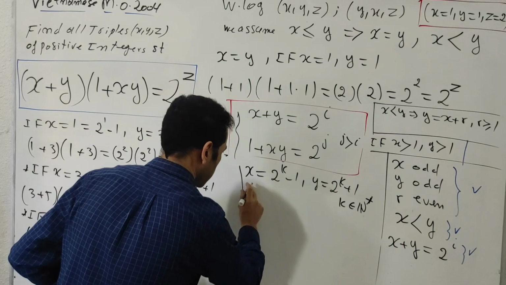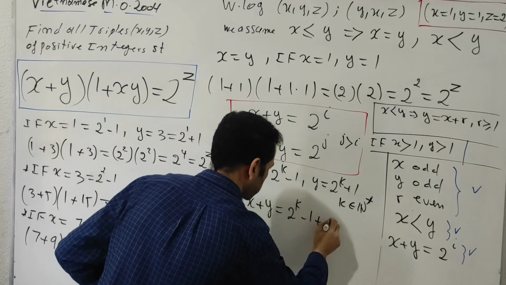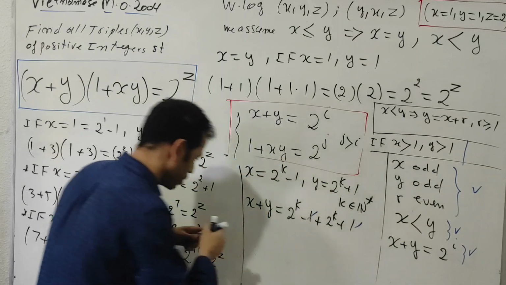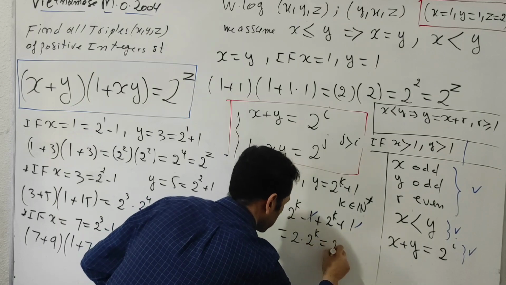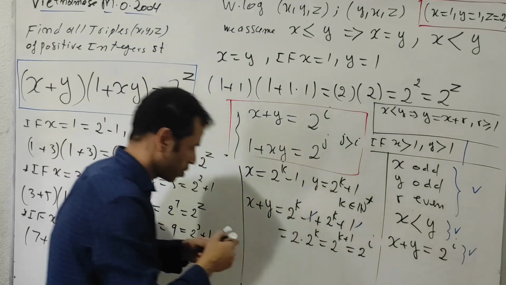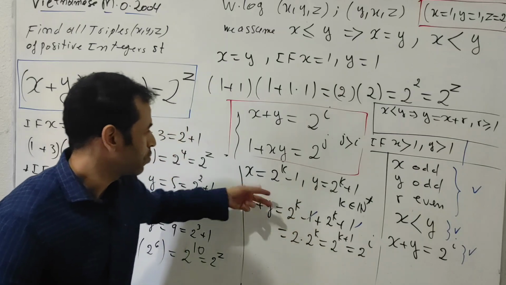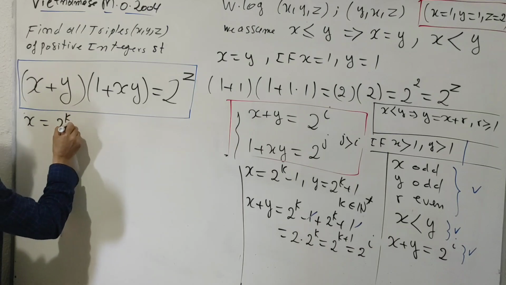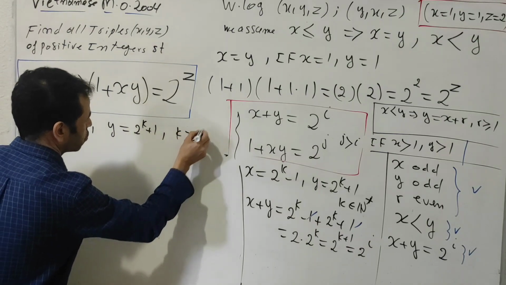So if I add x and y, x plus y gives us 2 to the k minus 1 plus 2 to the k plus 1. So the 1 will be cancelled out. So I will have 2 multiplied by 2 to the k, which is 2 to the k plus 1. Okay, which is a power of 2. So they are written in the same form. Okay, so that means the solution of this equation will be written in this form. Now we know x equals 2 to the k minus 1 and y equals 2 to the k plus 1 for k greater than or equal to 1.